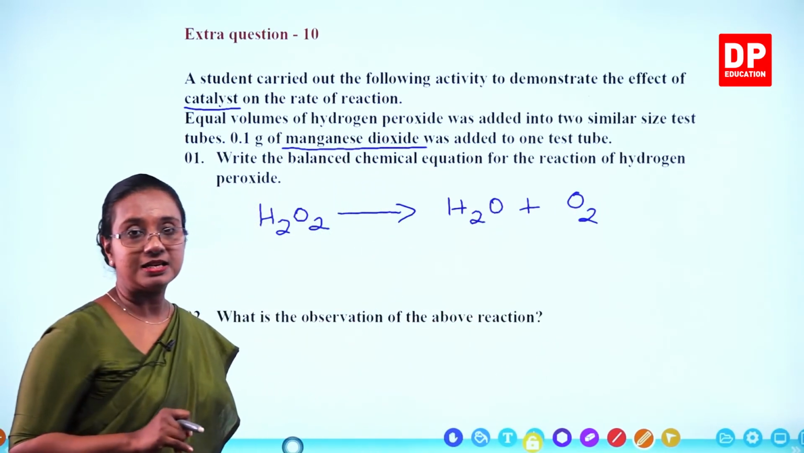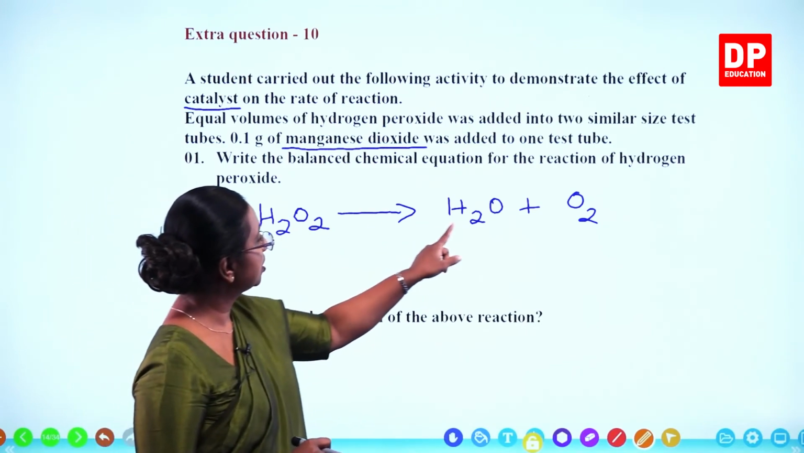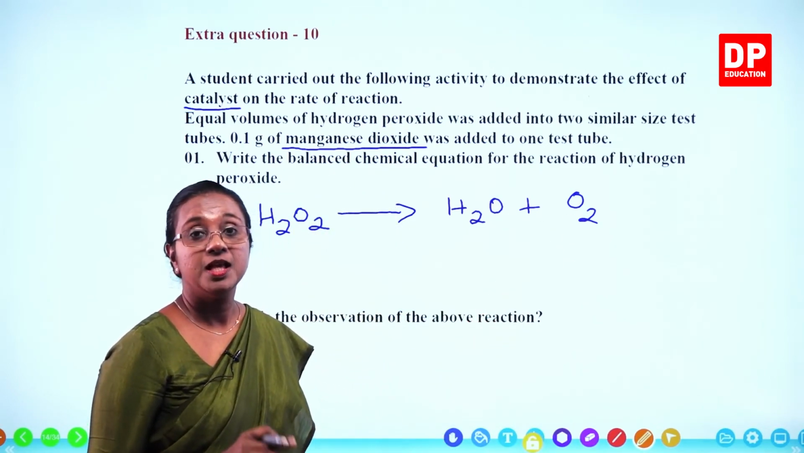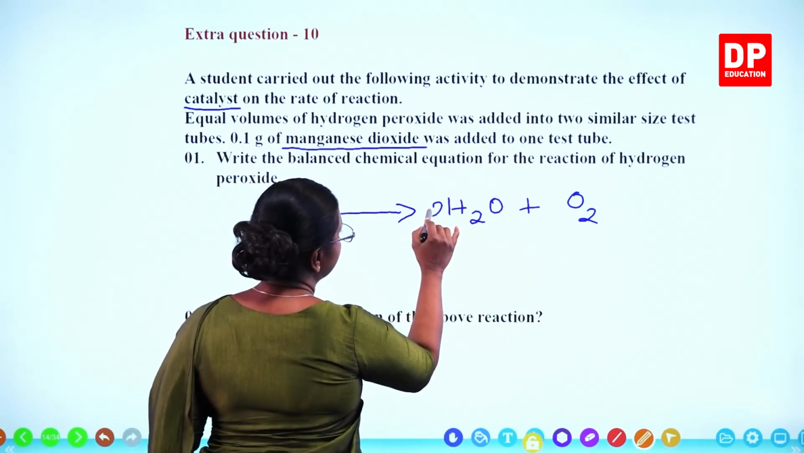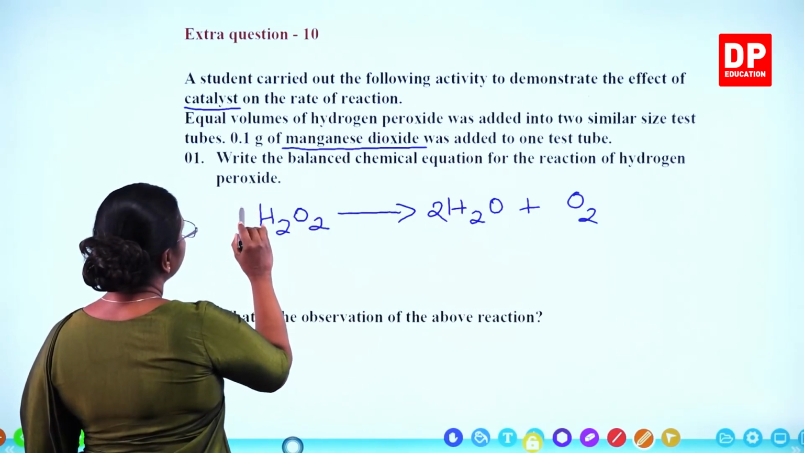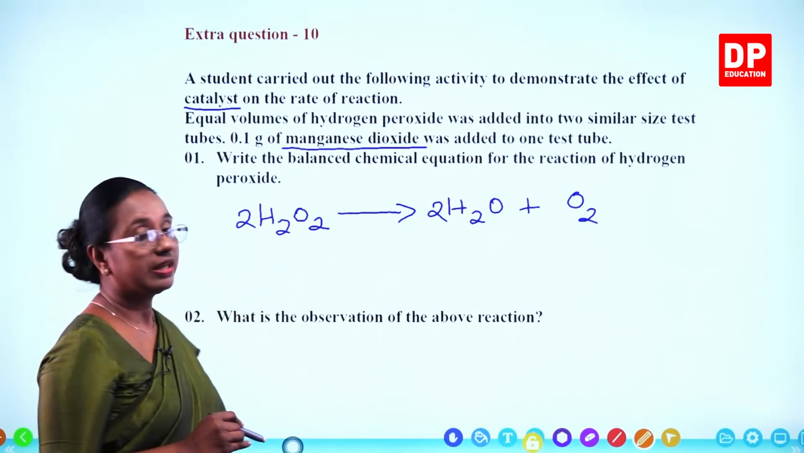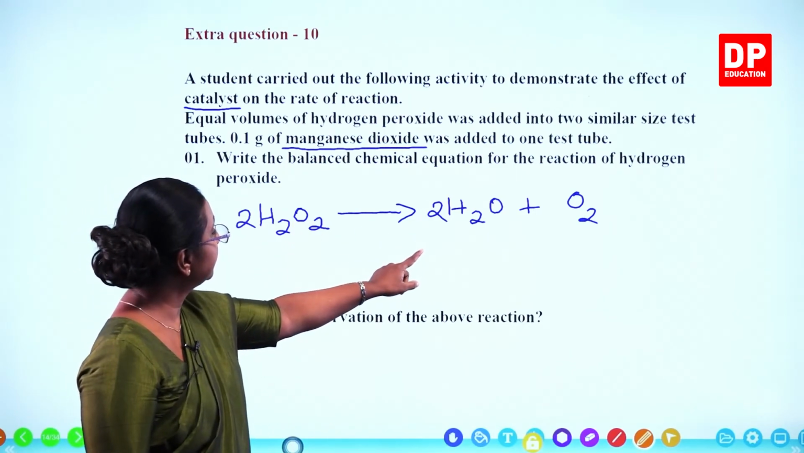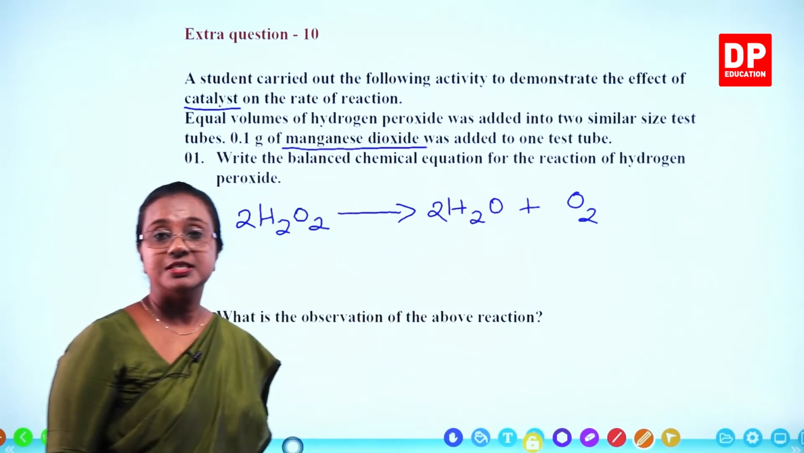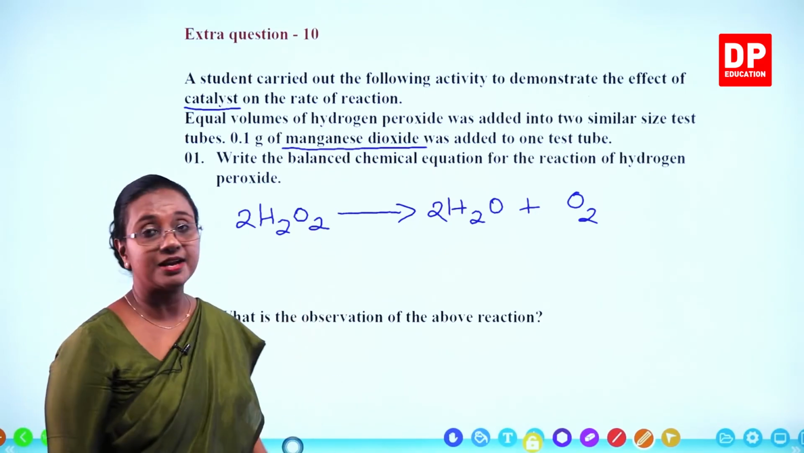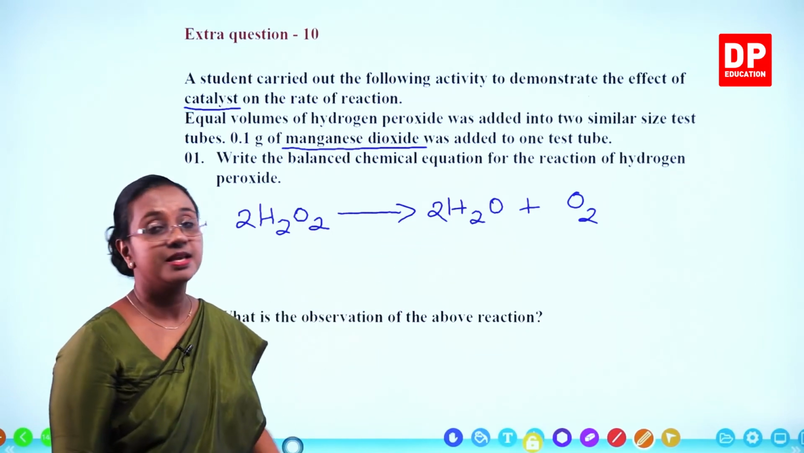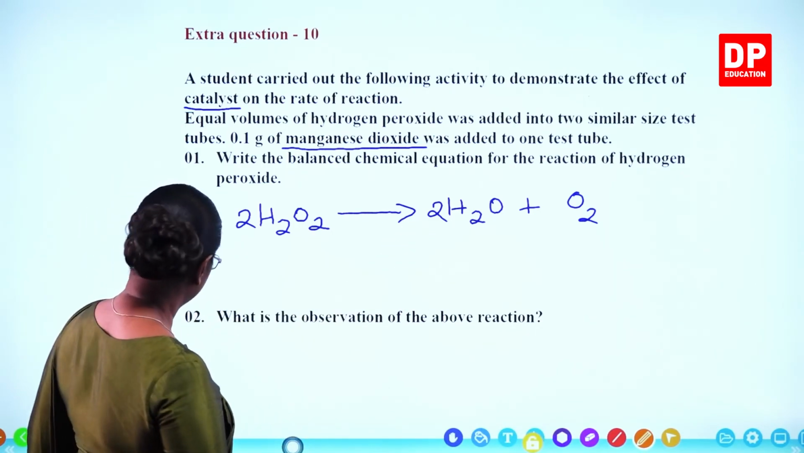Is the reaction balanced? No. There are two hydrogens on both sides, but there are two oxygens on one side and 3 oxygen atoms on the other. So, normally what do we do? We put a 2 here. So, the oxygen becomes 4 and hydrogen also 4. So, if you put a 2 there, that also gets balanced. 4 hydrogen atoms, 4 hydrogen atoms, 4 oxygen atoms, 4 oxygen atoms. So that reaction is balanced. 2H2O2 gives rise to 2H2O plus O2, the balanced chemical equation.